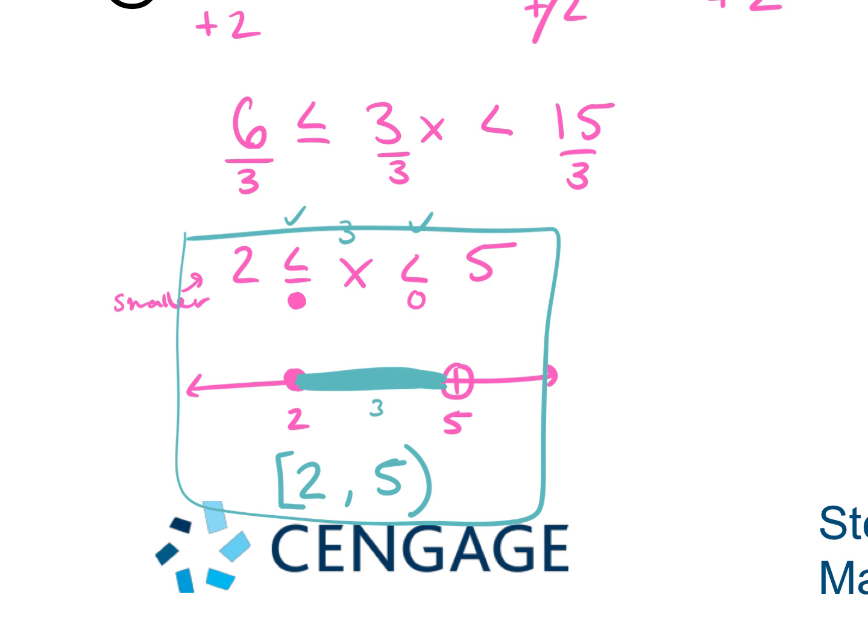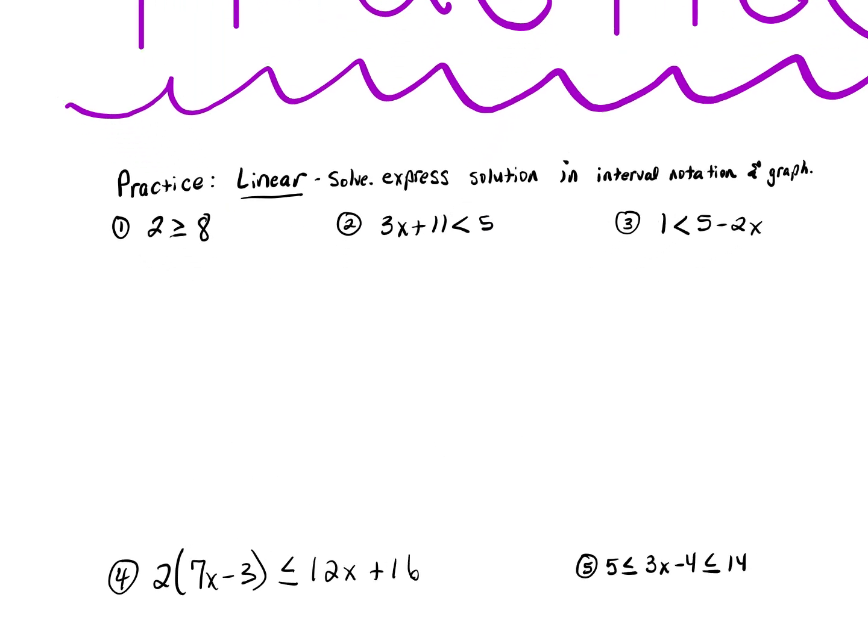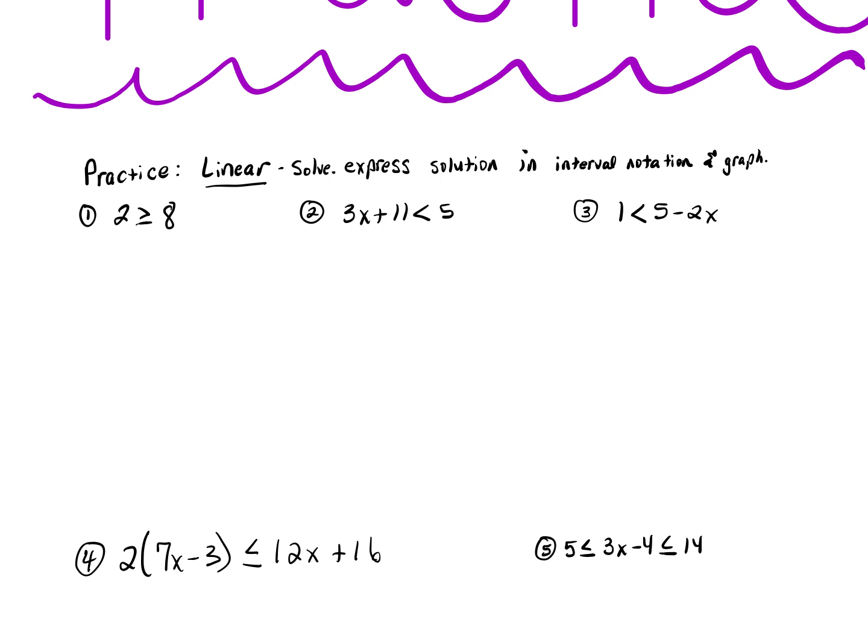If it is a closed circle, it gets a bracket. If it's an open circle, it gets a parentheses. All right, let's go to the next page. We want to solve the expression and write our answer in interval notation. So that's the one with parentheses and brackets and graph. So we got to put it on a number line. So it's asking us for all 3 things here.